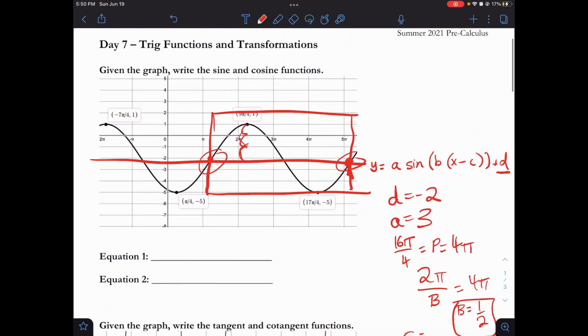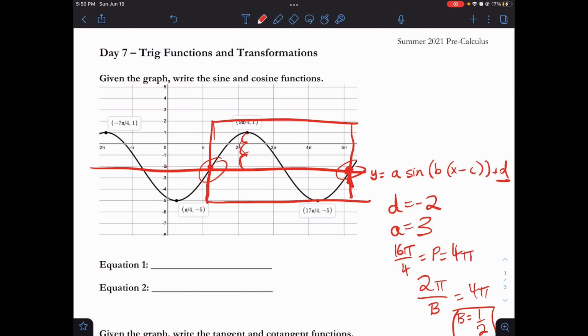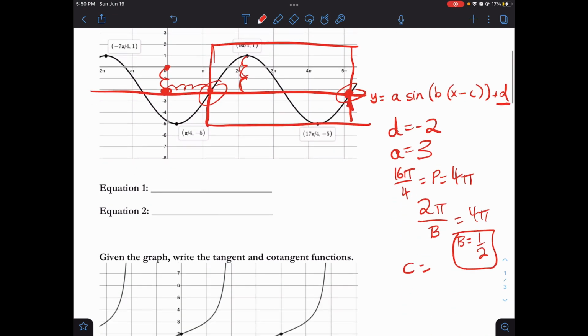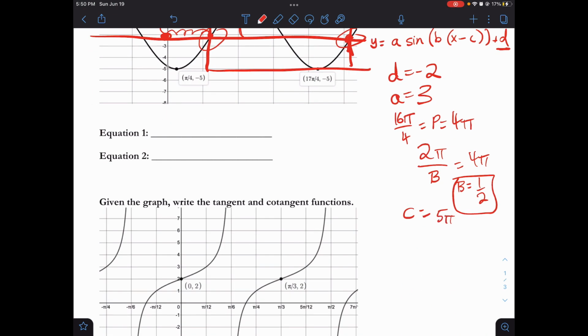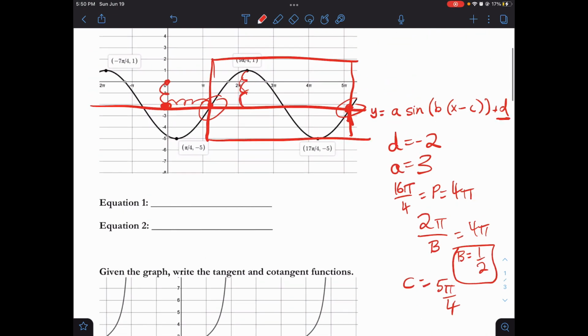Now that we have that, all we're missing is our phase shift. So our phase shift is from this point, which was our original point, right here, but then we moved down 2, and now we have moved to the right, pi over 4, then 2 pi over 4, 3 pi over 4, 4 pi over 4, and then 5 pi over 4. 5 pi over 4.